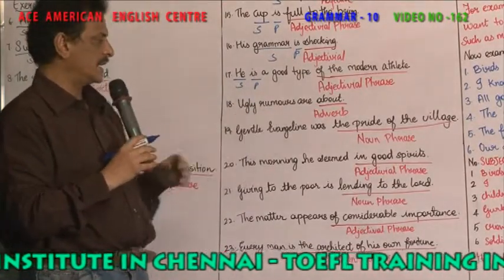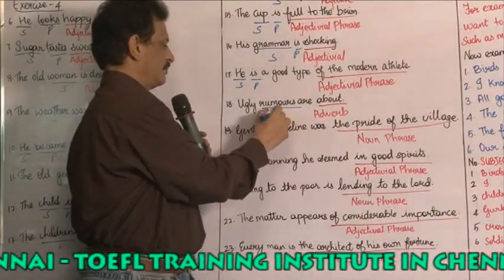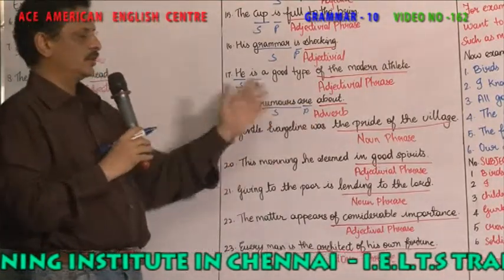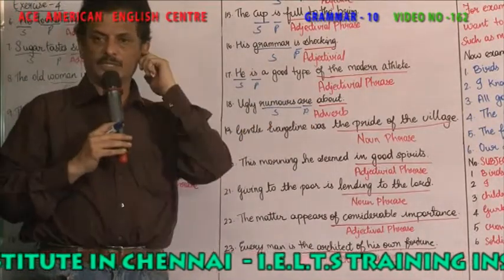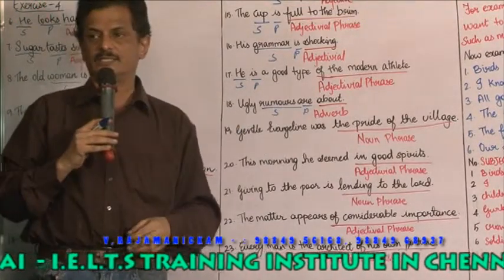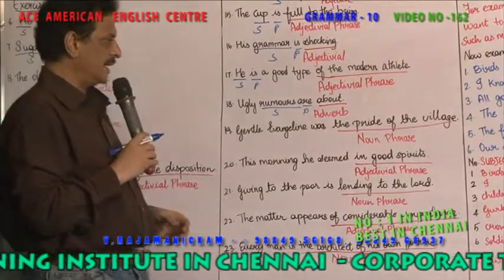Ugly rumors are about. Rumors becomes the subject word. Are is the predicative word or the verb, and about goes here and there. Rumors are going here and there. So about becomes an adverbial phrase. It doesn't take an adverb complement. So it doesn't take an object.